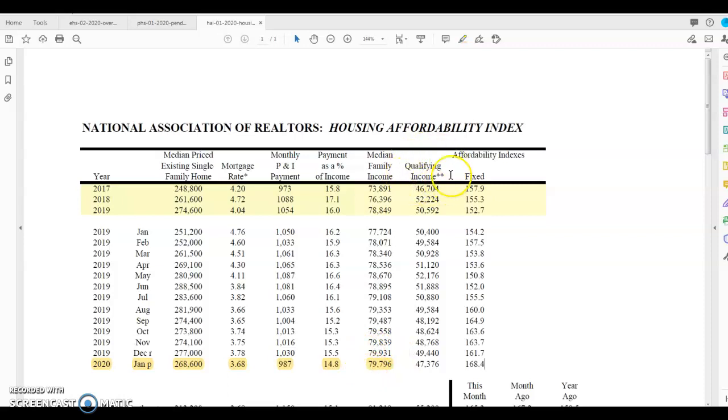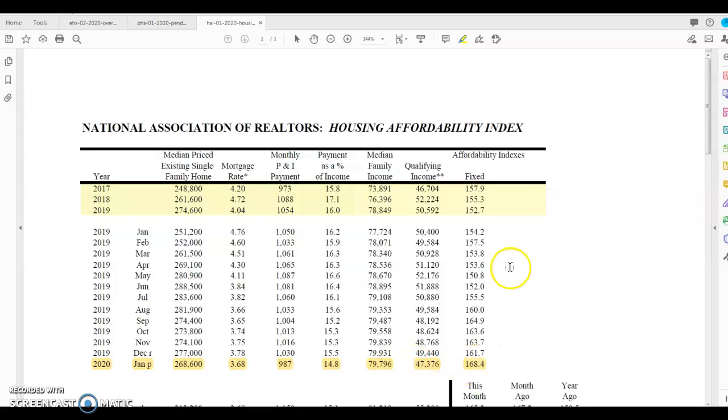Now the next column shows qualifying income. Qualifying income is the income that would be necessary to qualify to buy this home, to get that loan at this interest rate with this payment to actually afford that priced home. And it's $47,376. So you need $47,376 in family income to afford this home, but the actual median family income is $79,796. So clearly the median family income is more than enough to afford the median price home in the US.